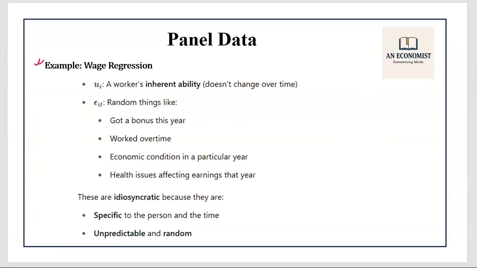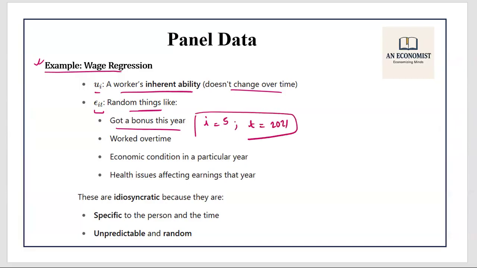So see, for this wage example scenario, UI remains the same. It is the worker's inherent ability which does not change over time. But what could be the idiosyncratic error? It could be random things, like a person may get a bonus for a particular year. For a single worker, suppose the fifth worker, i equals 5, gets a bonus at the time point, say 2021. This is a particular scenario which varies both across entities and across time.